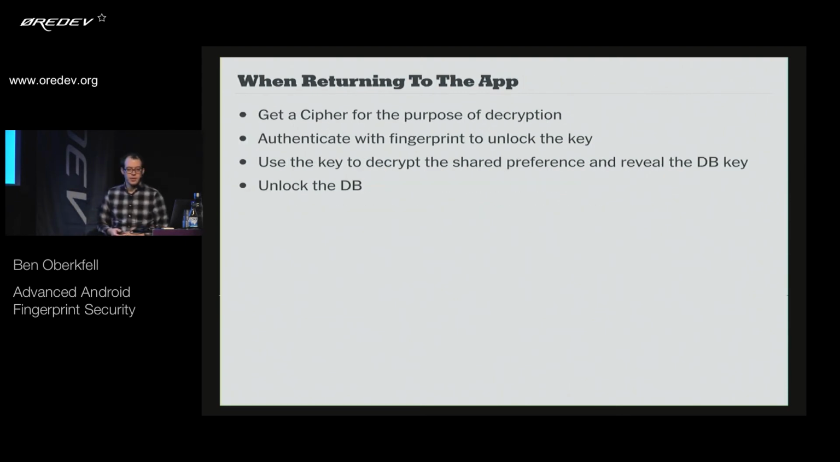Now, when you return to the app, and you saw it just prompt for the fingerprint and take you right there, we're going to grab a cipher for the purpose of decryption. We'll do a fingerprint authentication to unlock that key. We'll decrypt out of the shared pref and reveal the DB key that we then pass over to Realm. So it's two different flows, in and out. But one way or another, you have the ability to open the database with either something the user knows or something that is stored securely on the device that is encrypted at rest.